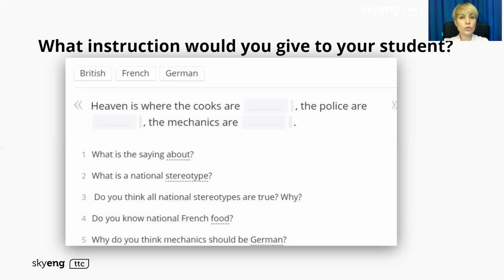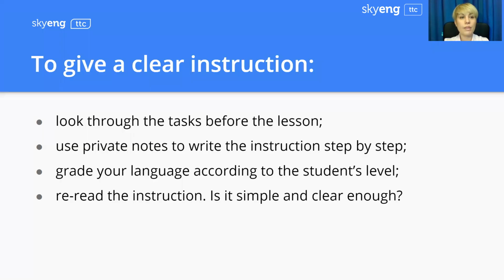And also, if you are not sure about giving instructions, you can apply the following strategy. You can look through the tasks before the lesson. You use private notes to write the instructions there step by step. And don't forget that it is really important to grade your language according to the student's level. With low levels, it is a good idea to pre-teach all the words like read, listen, watch, and so on, and use them when you give instructions. So you avoid using L1 this way, and the student will feel comfortable and confident that he knows these words.